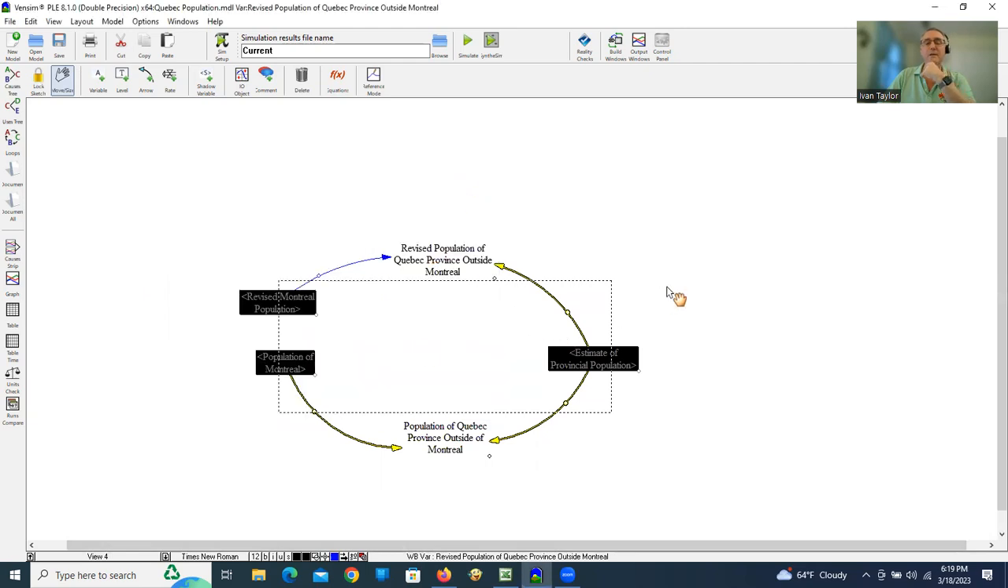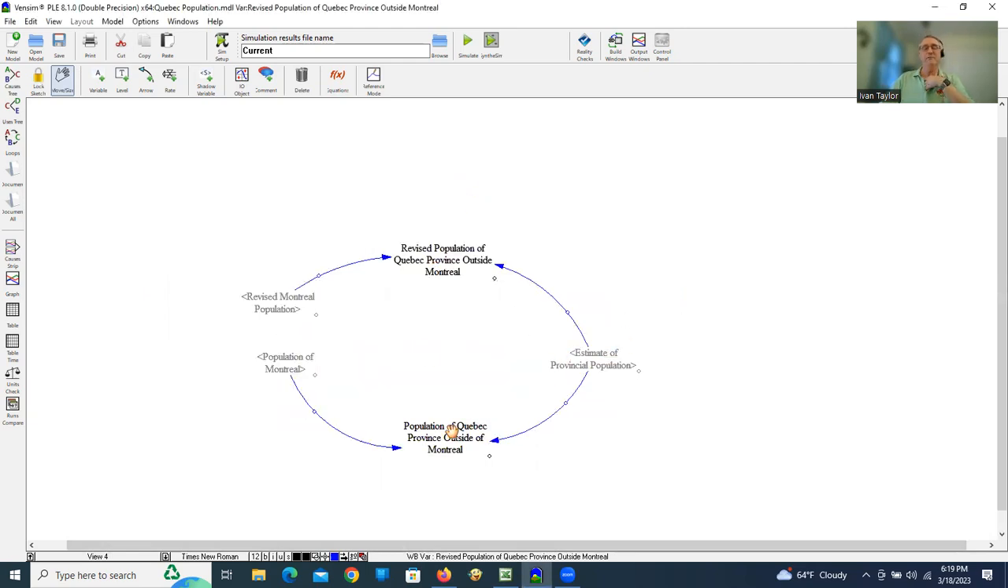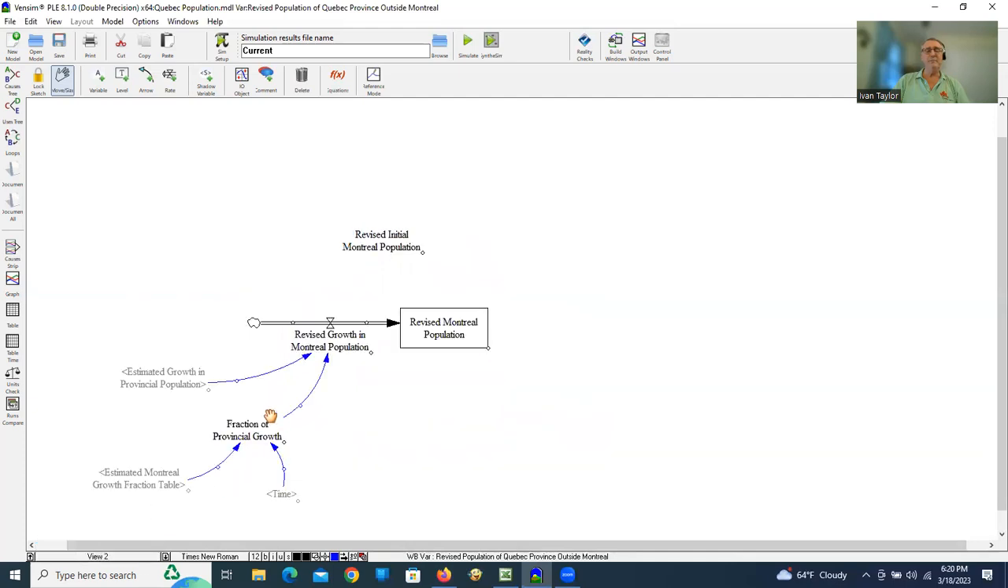Okay, so that's a little example of system dynamics modeling and showing that you need to look at the system rather than just the individual parts of the system. So we had the growth of Montreal and the growth of Quebec independent, but to look at the picture more realistically, we had to combine the model into a systems model which showed the relationship between the population of the province and the population of the city.